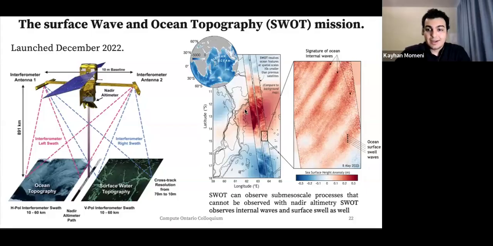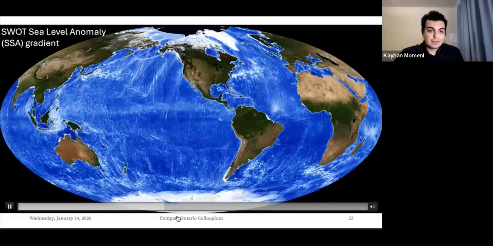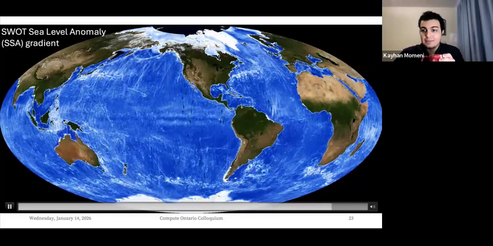If you look here, the bluish dots that you see are observations from previous generations of altimeters. In contrast, this is SWOT. It provides measurements that are about an order of magnitude more precise. And when you zoom in here, the level of detail is remarkable. For the first time, we can directly observe surface signatures of internal waves from space. Now, this is actual SWOT data.